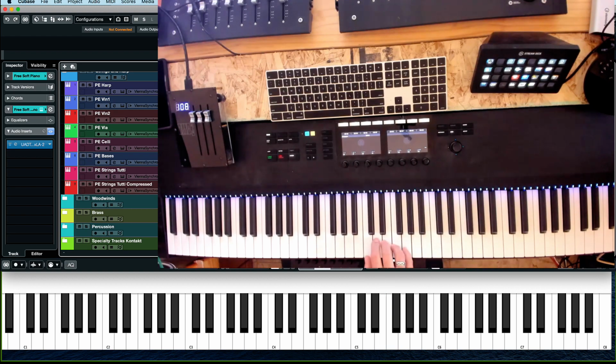So if I just start at C and go up, I get a C major, C minor, E minor, F major, G major, A minor, then I get a D diminished chord, and then back to the C chord. And the chords are the foundation of your harmony.